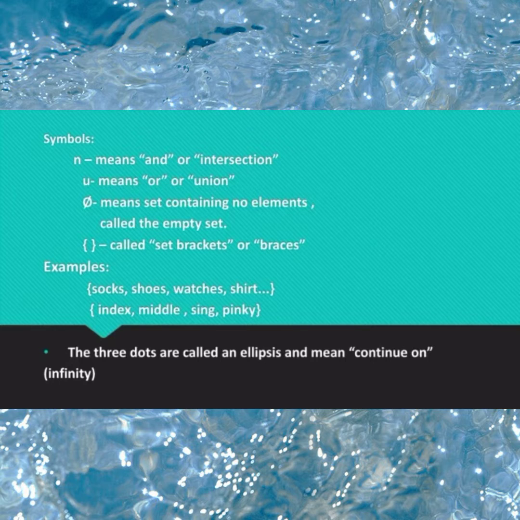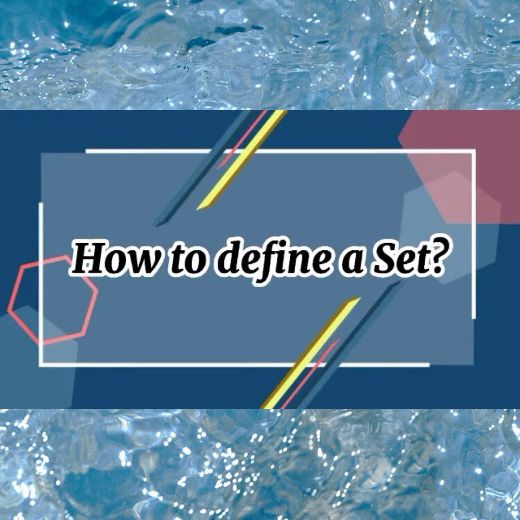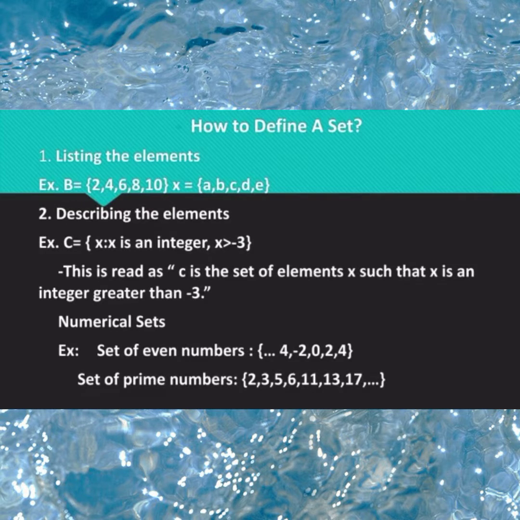Examples: socks, shoes, watches, shirt. Index, middle, ring, pinky. The three dots are called an ellipsis and mean continue on to infinity. Ways to define a set: number 1, listing the elements. Number 2, describing the elements.